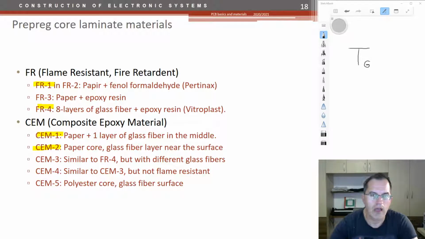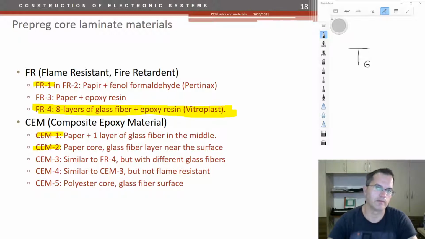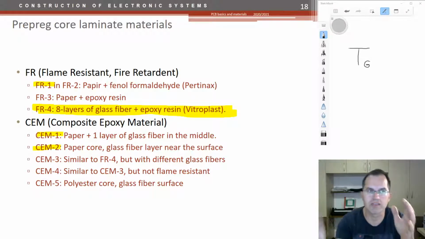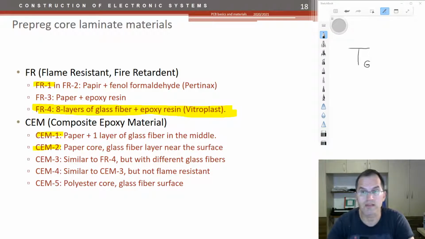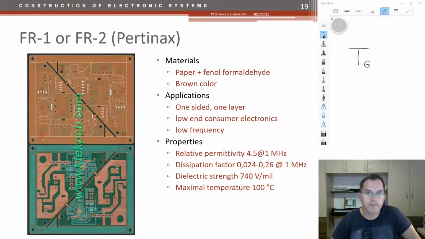Okay, so among those, the FR4 is by far the most common ever. 90% of PCBs are made from FR4 because it has the best price performance. But for the lowest quality and the lowest complexity electronics, we also use FR1 and these two. So let's go a little bit more into detail for each of these materials, starting with FR1.